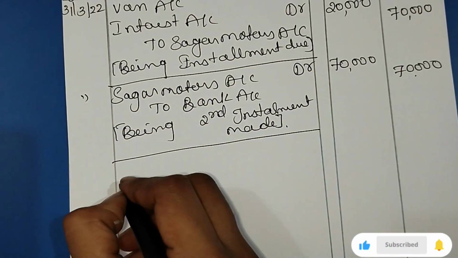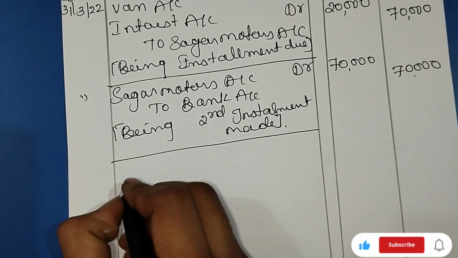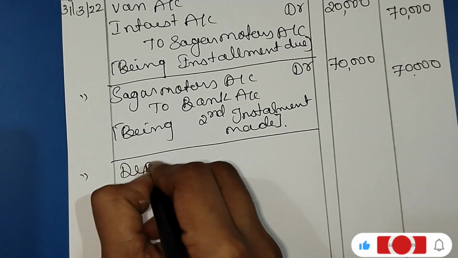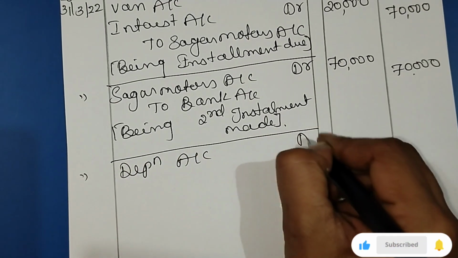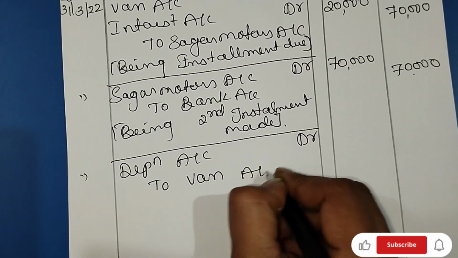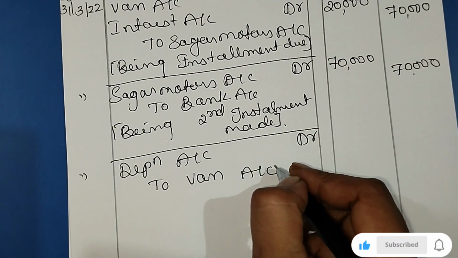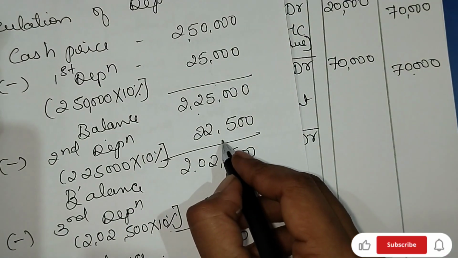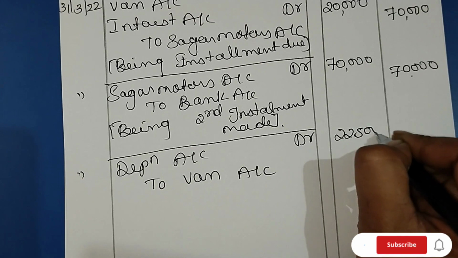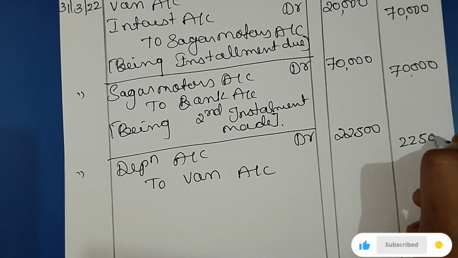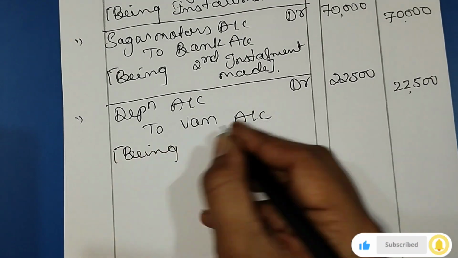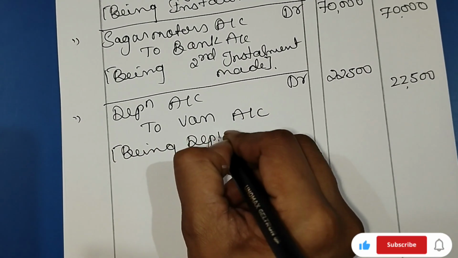The next entry is the depreciation entry. The date is the same. Depreciation account debit to van account. What is the second year depreciation? It is 22,500. 22,500 being depreciation charged.